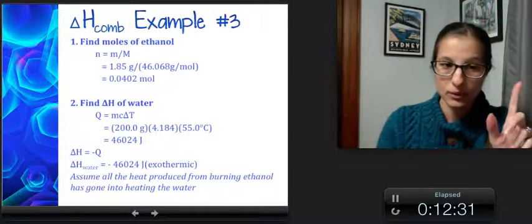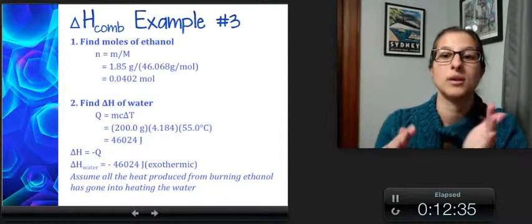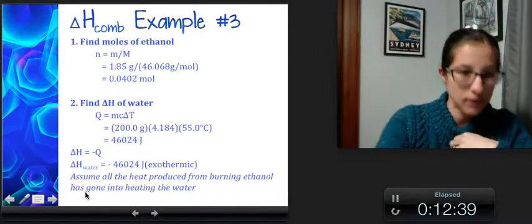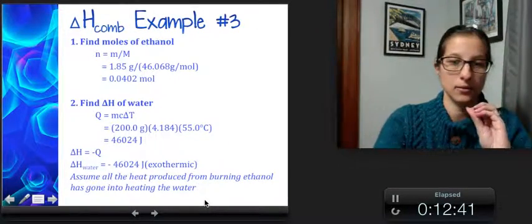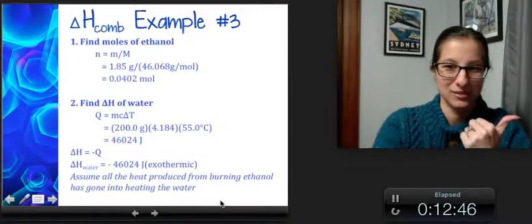Now, we have our delta H is always going to be negative Q, so all I'm going to do is stick a little negative sign. Okay, and once again, we're assuming that all the heat made by the ethanol is going into heating the water.